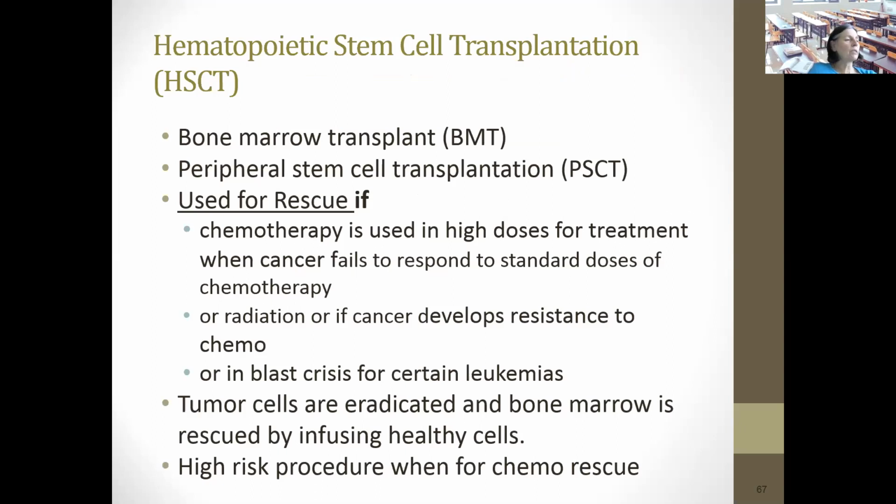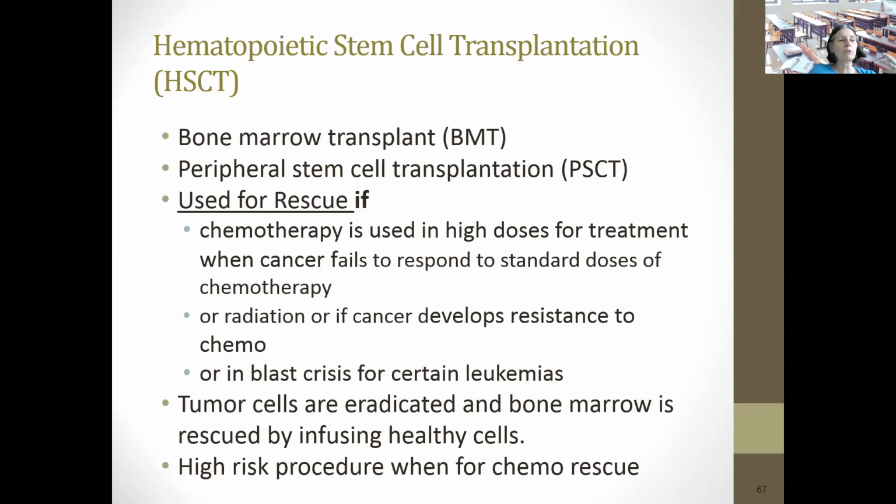Hematopoietic stem cells. This is not chemo, this is not radiation, and this is not a biologic therapy. This is a transplant of your own or some other person's bone marrow or stem cells that's healthy to replace the stem cells that are diseased. So bone marrow transplant is a form of stem cell transplantation. We also have peripheral stem cell transplantation. These are used for rescue.